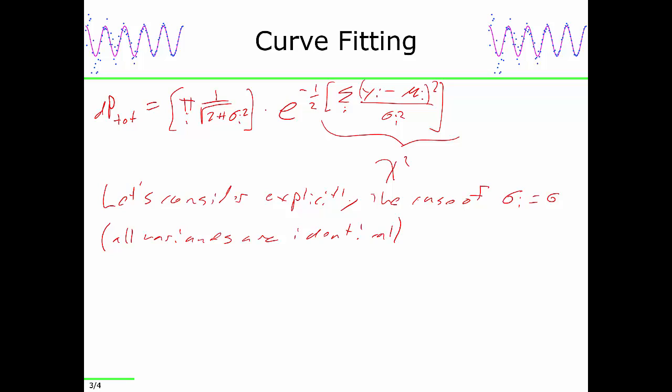Let's consider explicitly the case of sigma i equals just sigma, which is another way of saying that every measurement has the same variance, which is a common fact experimentally. In that case, I can pull out the sigma, right? And I can write this as dP tot equals this term in brackets, e to the minus 1 over 2 sigma squared, summation of yi minus a0 minus a1 xi squared.